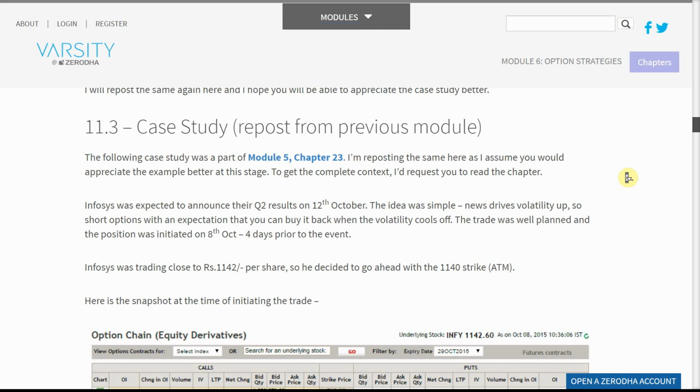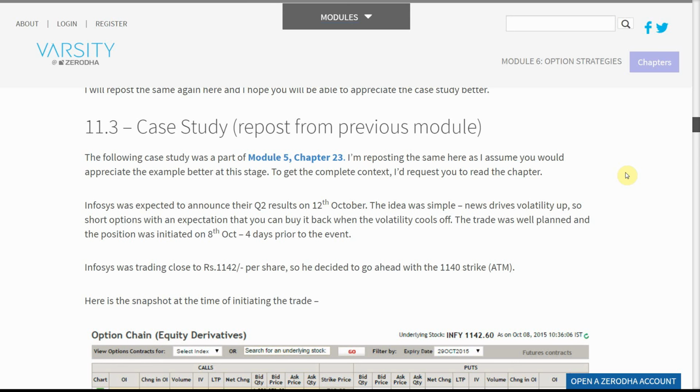Infosys was expected to announce their Q2 results on the 12th of October. The idea was simple: news drives volatility up. So short options with an expectation that you can buy it back when the volatility cools off. The trade was well planned and the position was initiated on the 8th of October, 4 days prior to the event. Infosys was trading close to 1,142 rupees per share. So he decided to go ahead with the 1140 strike ATM.